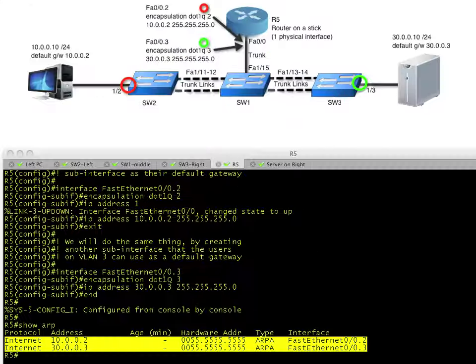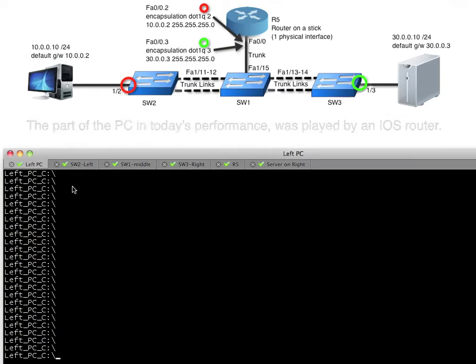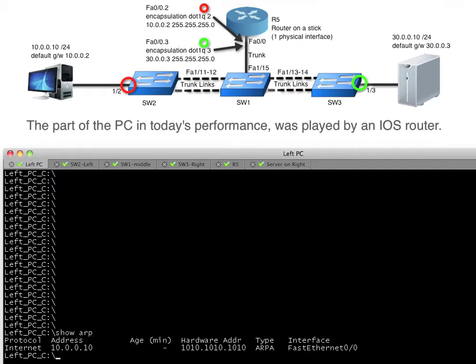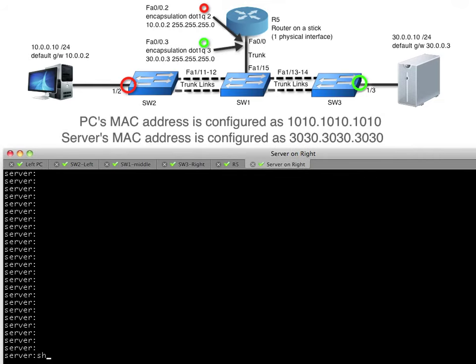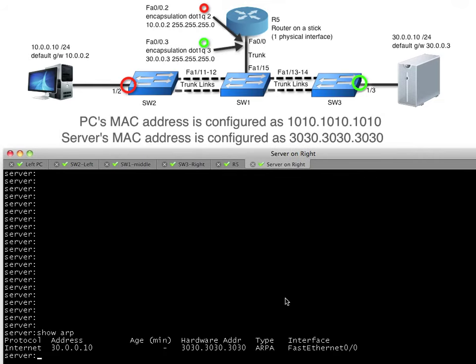Now, just for fun, let's take this client on the far left over here, which is really just an IOS router pretending to be a PC at the moment. Let's do a show ARP. And in its ARP cache, it knows nothing except its own MAC address. And I also want to show you the server on the far right that we're going to ping in just a moment. We'll do a show ARP, and it has a MAC address.